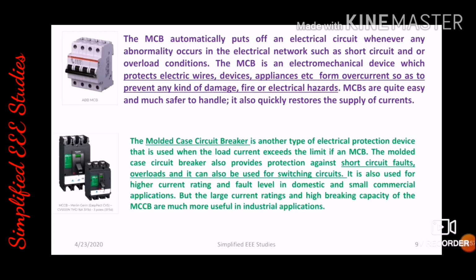Usually, this kind of circuit breaker is rated in terms of MVA. The rating of the circuit breaker can be expressed as MVA. Okay.